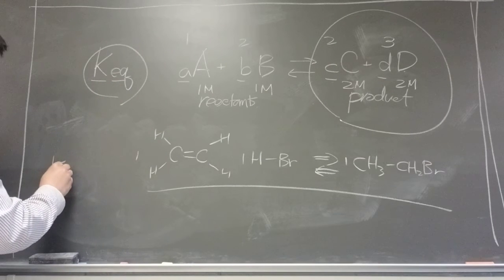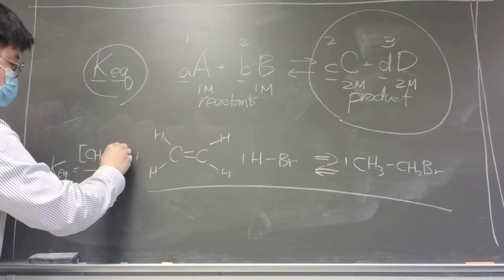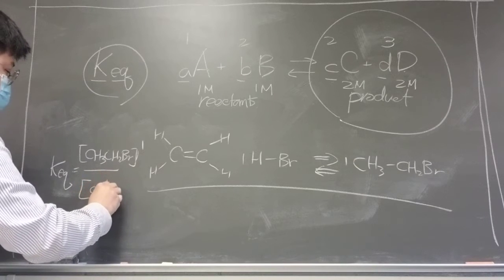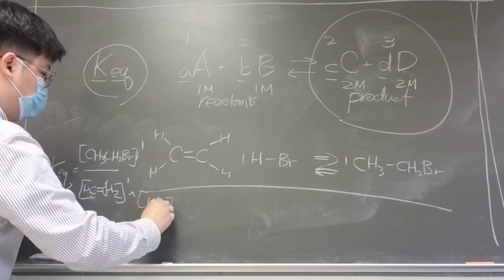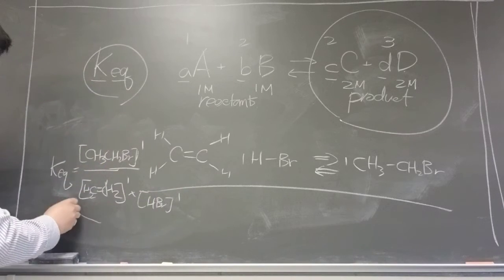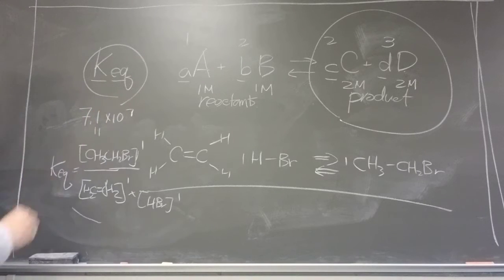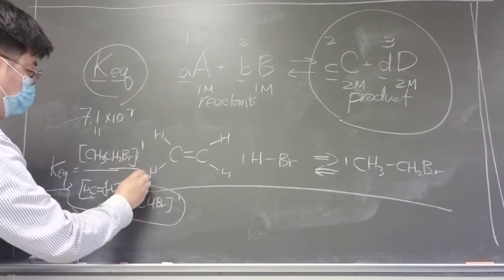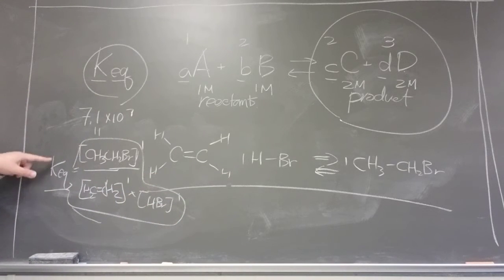So K_eq equals the concentration of carbide 1, ethylene, carbide 1 times hydrobromic acid, carbide 1. And let's say this number is equal to 7.1 times 10 to the 7. So think about it. Based on this chemical reaction, your number for the equilibrium constant is very high, 7.1 times 10 to the 7.